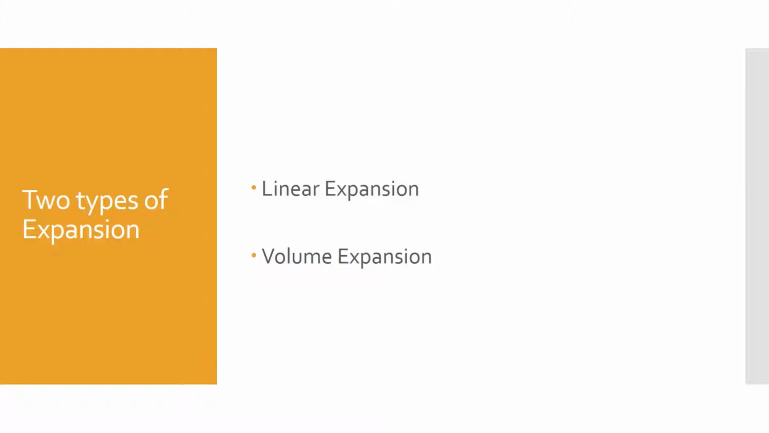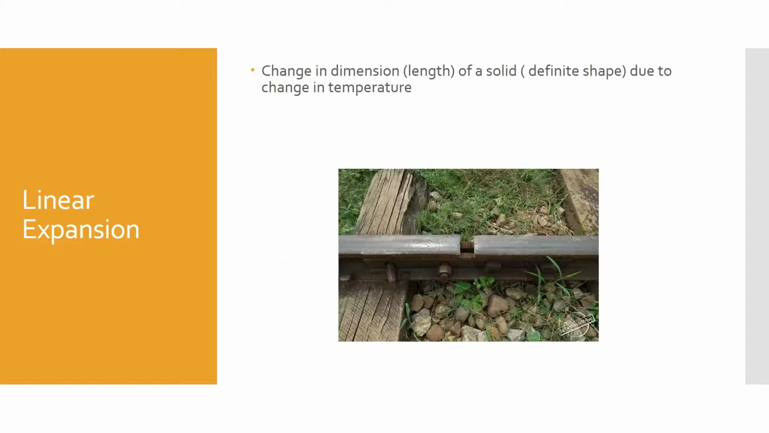So the two types of expansion I'll be covering in this video are linear expansion and volume expansion. So let's start with linear expansion. Linear expansion can be described as a change in dimension or length of a solid due to change in temperature. The reason it can only occur in solids is because solids have a definite shape and can be measured.